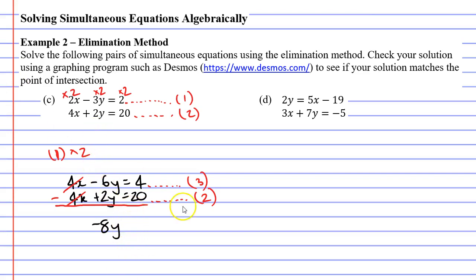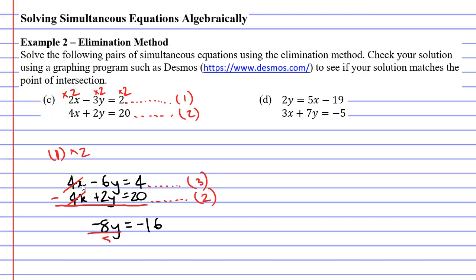Alright, so this is going to equal, and we need to go 4 minus 20. Once again, if you're not good with negatives, just use your calculator. 4 minus 20 is negative 16. I can see looking at this, it would have been a lot easier if I had put equation 2 above equation 3. Anyway, that's fine. It still comes out with the same answer.